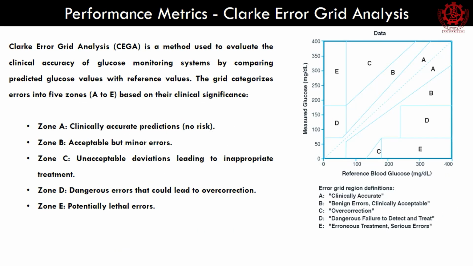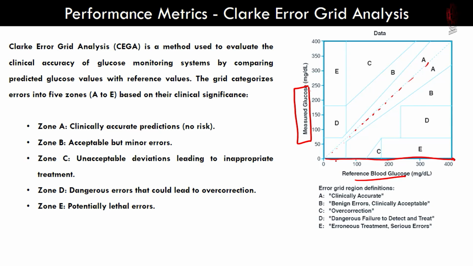This is the Clark grid error, which is based on the MARD. On the x-axis you have the reference blood glucose level, and then you have the measured blood glucose level, which is measured by the sensor. What is the ideal scenario in this Clark grid error? Where do you want your sensor to be? A straight line, right? That is your ideal sensor response. If it is 100 here, it should be 100 there as well.